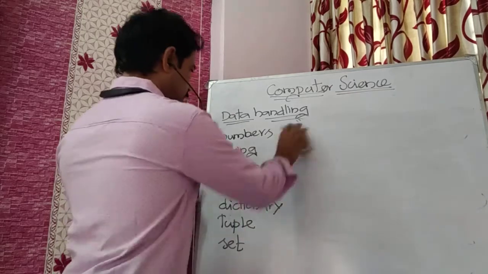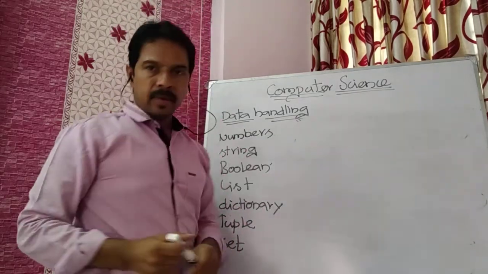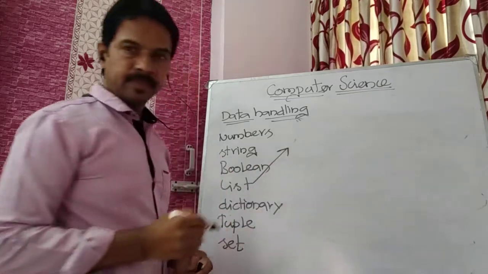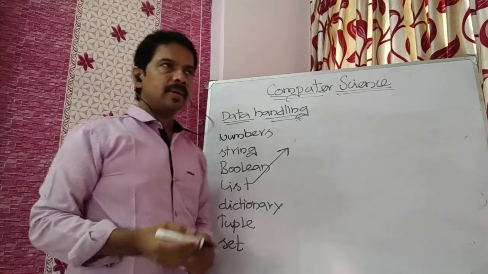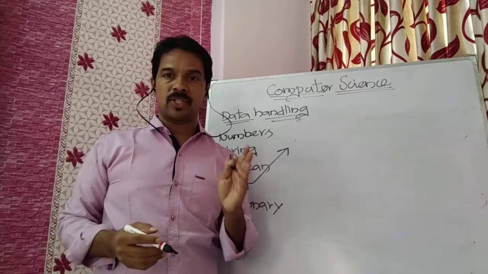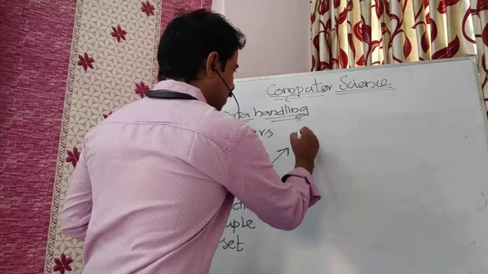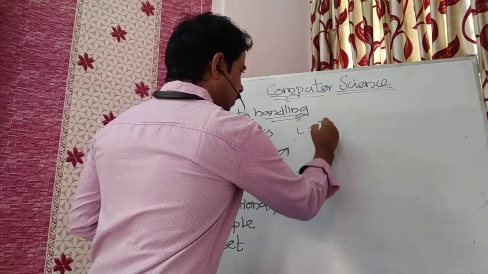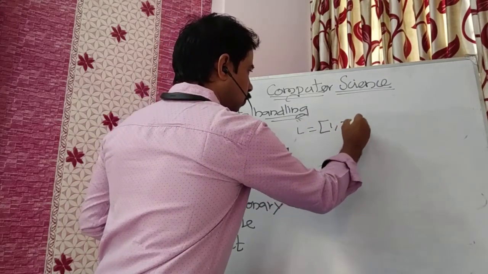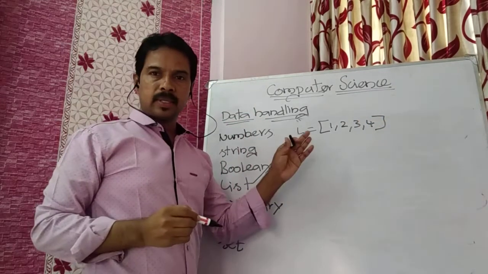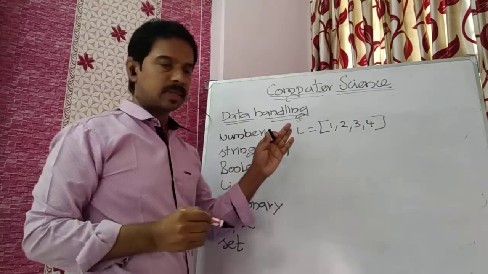Okay. Same way, the basics of a list. List means it's a collection of elements of any data type. Okay, that is called a list. For example, L is equal to [1, 2, 3, 4]. This is the sample for list.